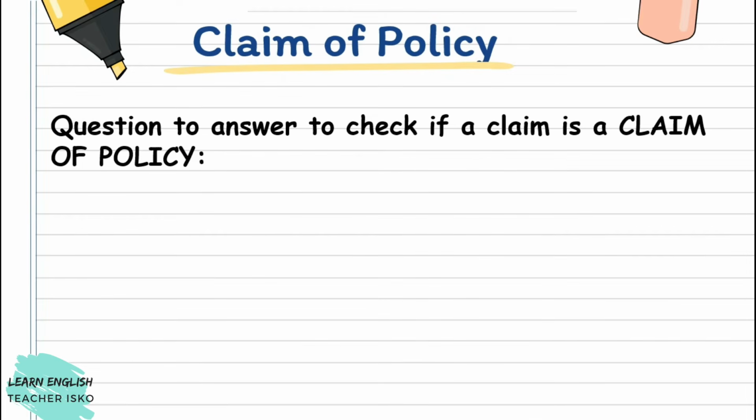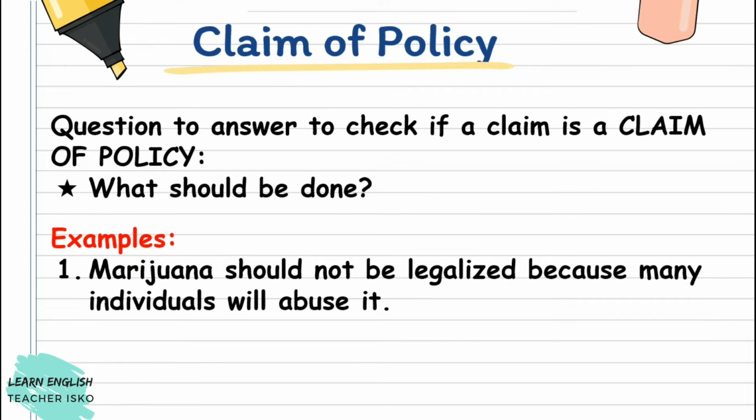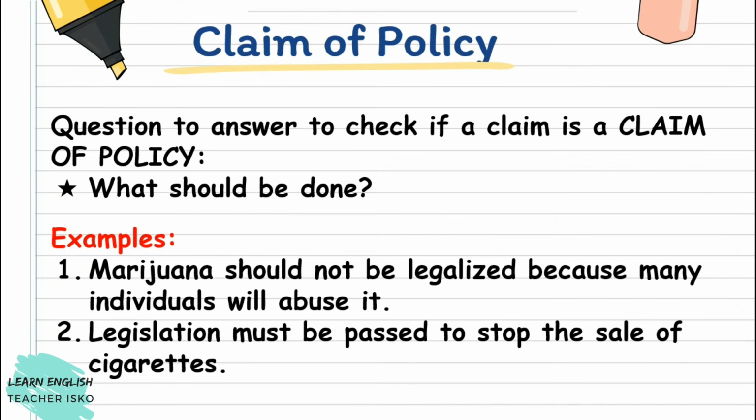This is the key question to answer to check if a claim is a claim of policy. What should be done? For example, we have: marijuana should not be legalized because many individuals will abuse it. Another one: legislation must be passed to stop the sale of cigarettes. We could clearly say that in these two statements, we are suggesting something that needs to be done. And just like what we said earlier, claims of policy usually use modals like should, must, and ought to.